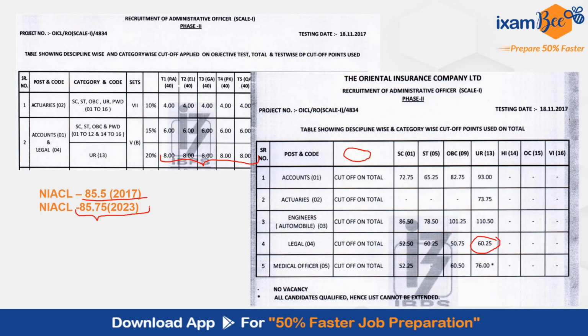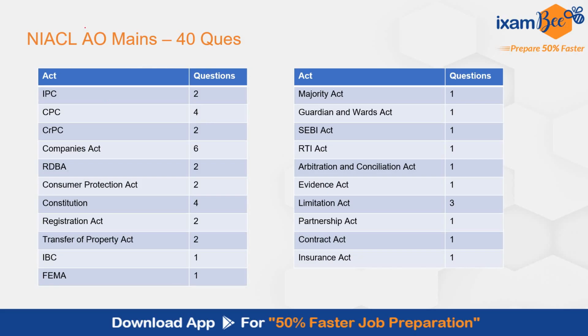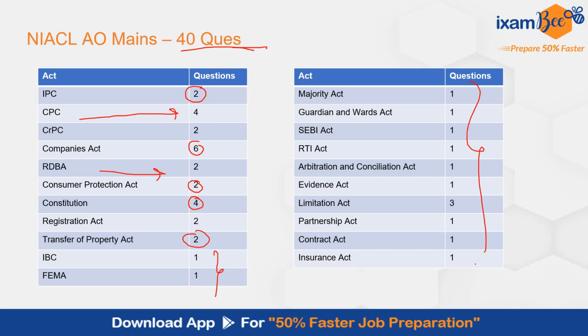Since the syllabus has been released, you already have an idea of what areas to study. Still, you can learn from NIACL and UIIC exams. In NIACL AO there were 40 questions and the questions were divided into various acts. Companies Act had 6 questions, Criminal Procedure Code and IPC had 2 questions each, then CPC had 4 questions, RDBA had 2 questions, Consumer Protection Act 2, Constitution 4, Transfer of Property 2, IBC and FEMA 1 each. Then these were the questions from various other acts.